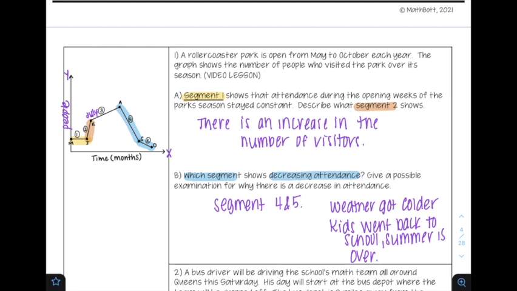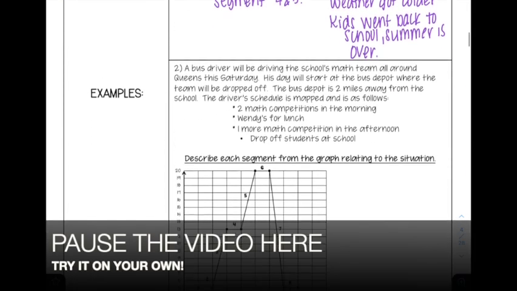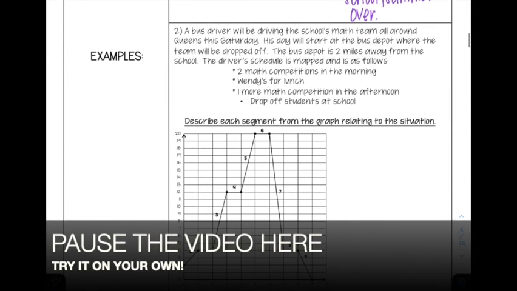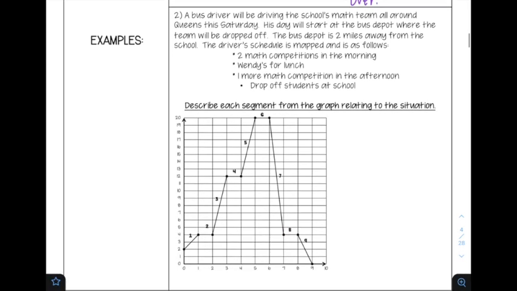Okay, so let's try the second problem. Try and describe each segment yourself and check back for the answer. So what we call these are function stories, where they're basically using graphs and relationships to tell a story. So here we have a bus driver will be driving the school's math team all around Queens this Saturday. His day will start at the bus depot, where the team will be dropped off. The bus depot is 2 miles away from the school.